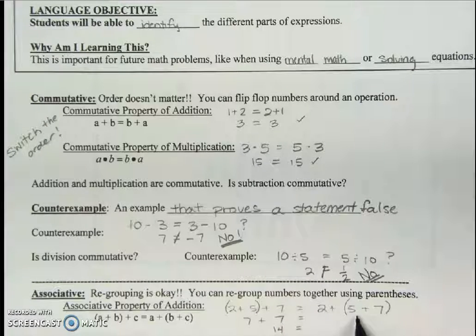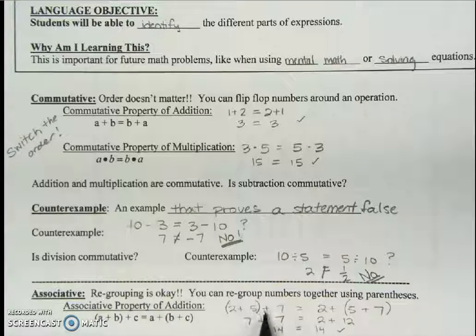On this side, parentheses first, 5 plus 7 is 12. So this side would say 2 plus 12. And 2 plus 12 is 14. Well, did 14 come out equaling 14? Yeah, it sure did. So that means if everything is adding, then I can group together whatever I want to group together first. How about multiplying?